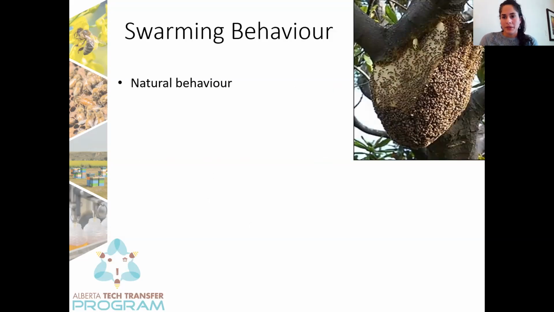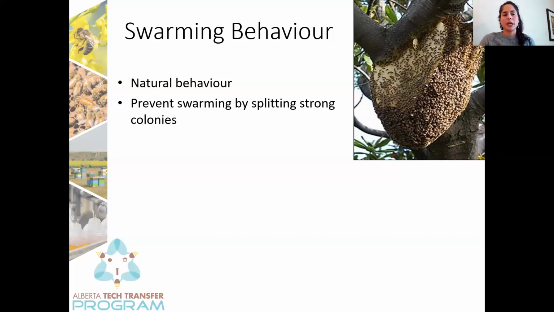Swarming is a natural behavior of colonies, and I know it can be a little bit overwhelming for the beekeeper at the beginning to try to learn everything about beekeeping and also keep ahead of a natural behavior that is swarming, because you have to keep ahead of that behavior if you want to stop it. It's a reproductive behavior. That's how the colony reproduces. It splits in two.